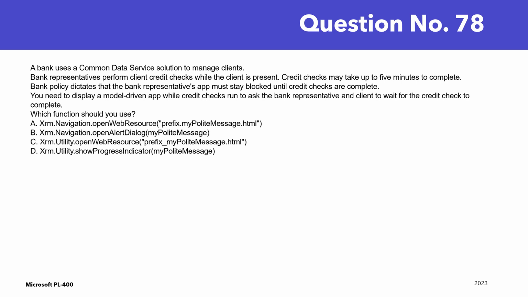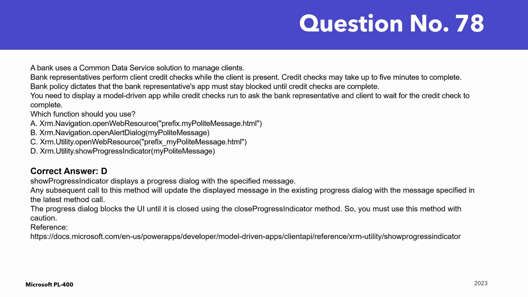A. Xrm.Navigation.openWebResource, prefix myPoliteMessage.html. B. Xrm.Navigation.openAlertDialog, myPoliteMessage. C. Xrm.Utility.openWebResource, prefix_myPoliteMessage.html. D. Xrm.Utility.showProgressIndicator, myPoliteMessage. Correct answer, D.